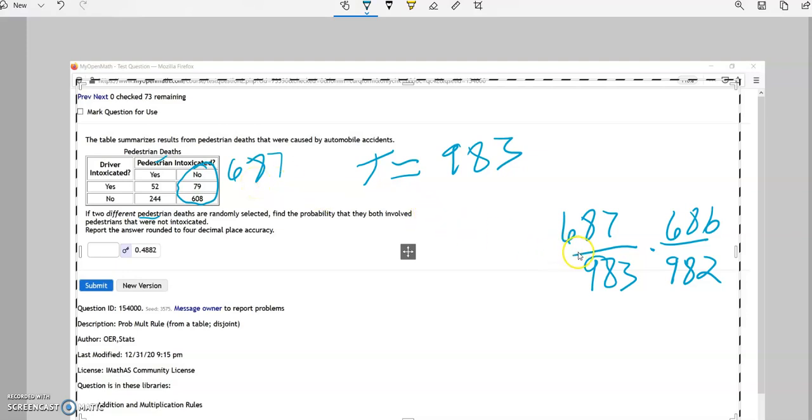So then you multiply 687, you do 687 over 983 first, that's some probability if I select 1. Now there's 1 less of each times 686 over 982. And you get that. 687 times 686 divided by 983 divided by 982 equals.